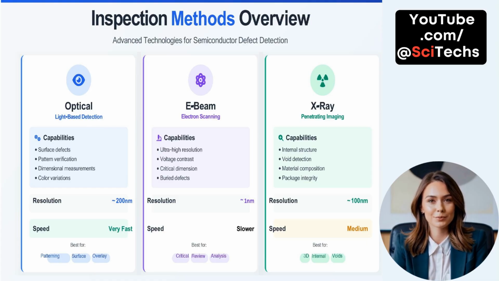Inspection methods overview. Defect detection in semiconductor manufacturing relies on advanced inspection technologies, each tailored for specific types of analysis. Optical inspection uses light-based detection methods.